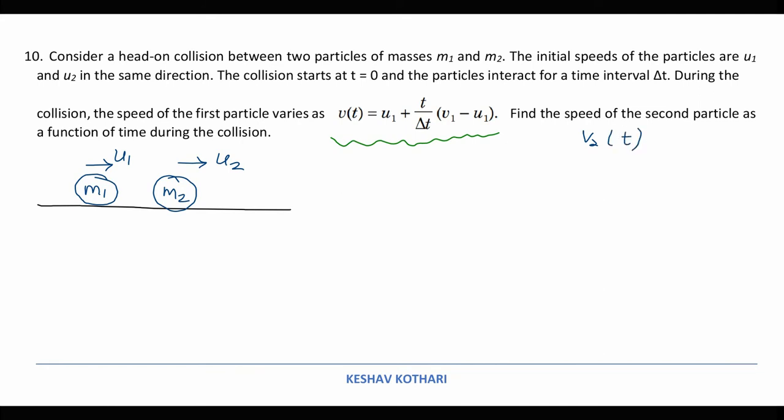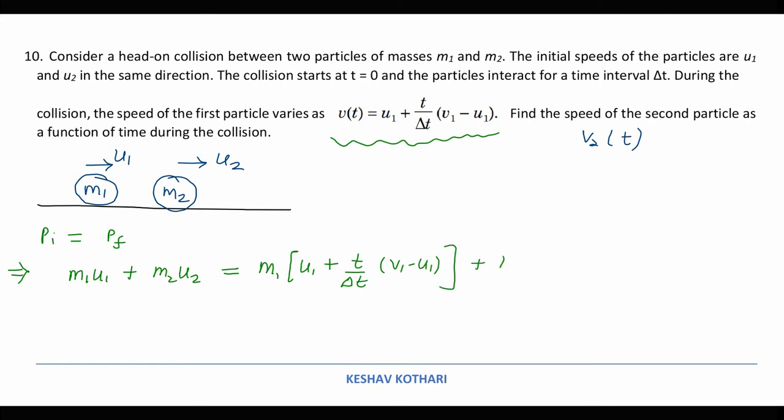If I write the momentum conservation statement for this particular system, then I can write P initial equal to P final. The initial momentum of the two particles moving in the same direction we can write as m1 u1 plus m2 u2. And during the course of collision, the velocity of the first varies with time as m1 times u1 plus t by delta t times v1 minus u1, plus m2 times the velocity of 2 as a function of time. From this part we can solve for the expression for the velocity of 2 as a function of time.